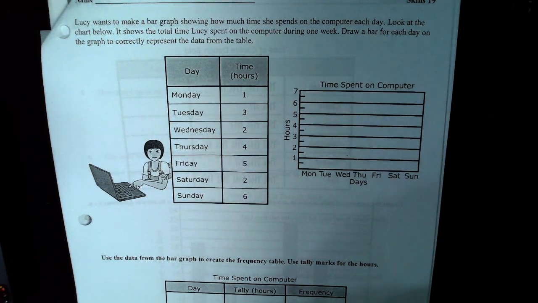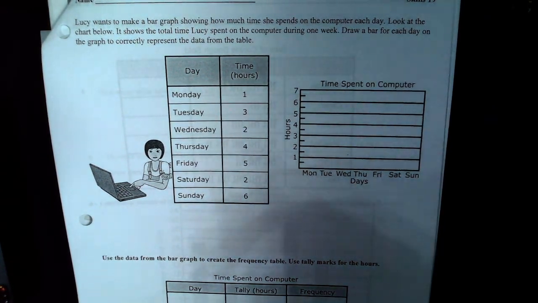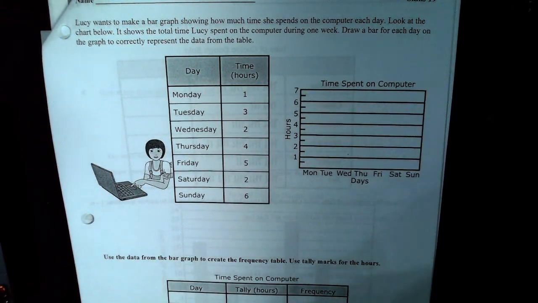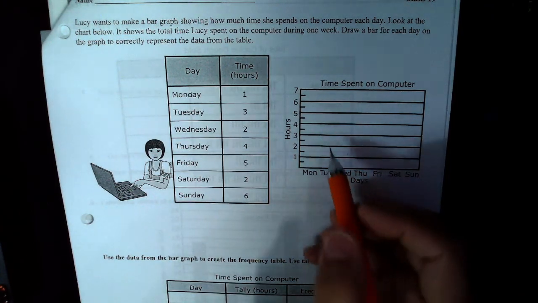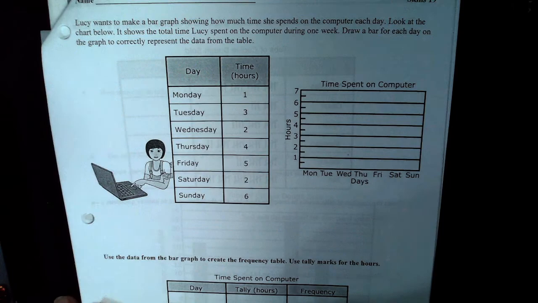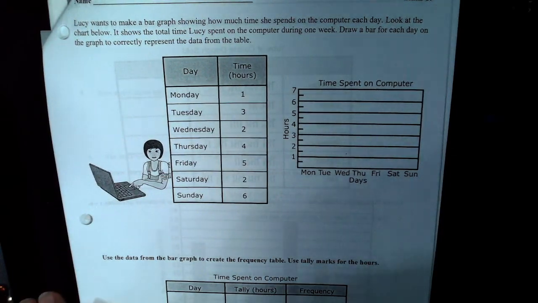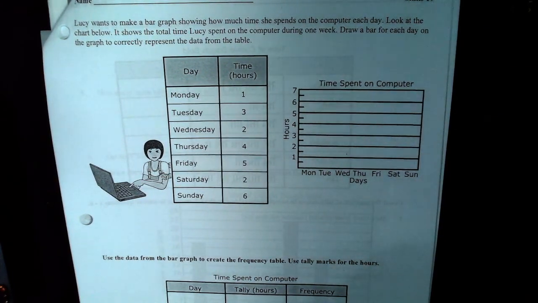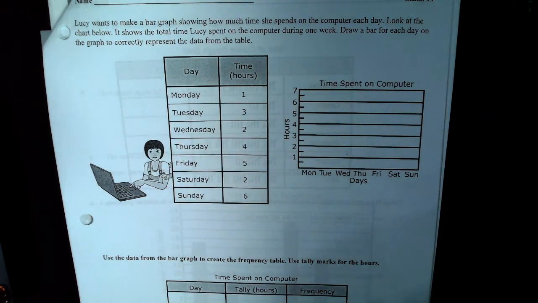Okay, so this one's asking us to show the information they're giving us. This time, they're doing things just a little bit differently. Instead of having a frequency table up here, they want us to show a bar graph. A bar graph is a lot like a frequency table. It shows you information in a way that you can look at and see what the information is. So I'm going to show you how to do that here.